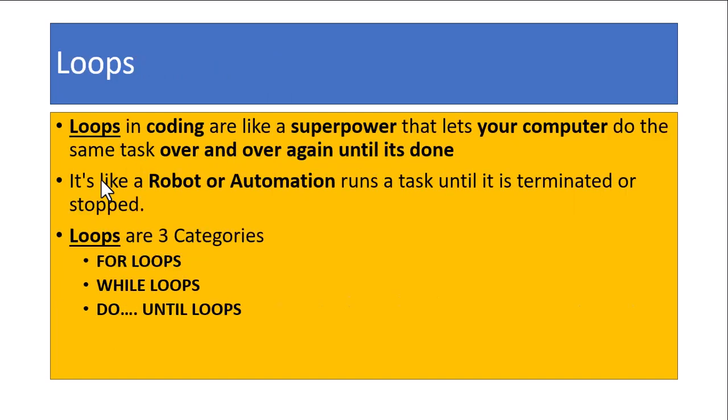So the next logic that we will see is called looping. Looping is a superpower in VBA, and it will allow you to perform a task over and over again until you have completed that task. It's like a robot or an automation that you run until you either stop it or terminate it; otherwise it won't stop. Looping has three variants here: For loops, While loops, and Do Until loops.